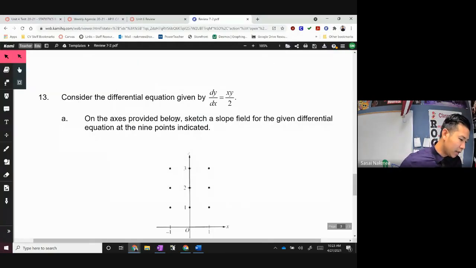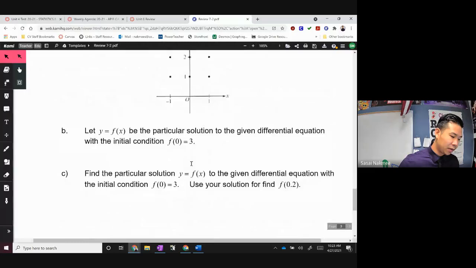13C, like again, it was just this differential equation. It's asking you to solve and find your differential equation and then plug in 0.2. Hopefully that helped. All right, I got a couple more minutes here. Let's take a look at the next problem here.